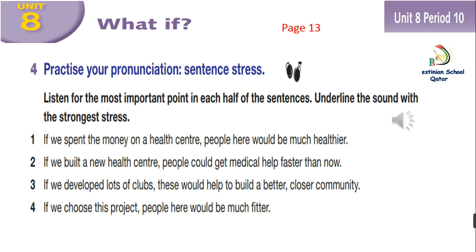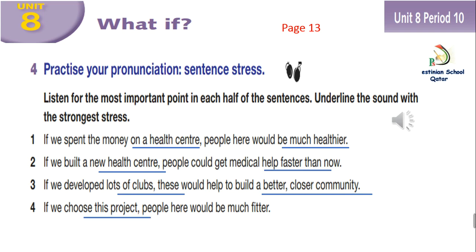1. If we spent the money on a health centre, people here would be much healthier. 2. If we built a new health centre, people could get medical help faster than now. 3. If we developed lots of clubs, these would help to build a better, closer community. 4. If we choose this project, people here would be much fitter.